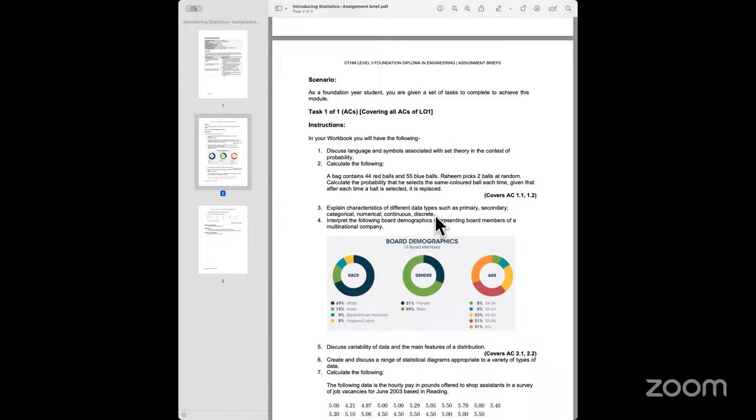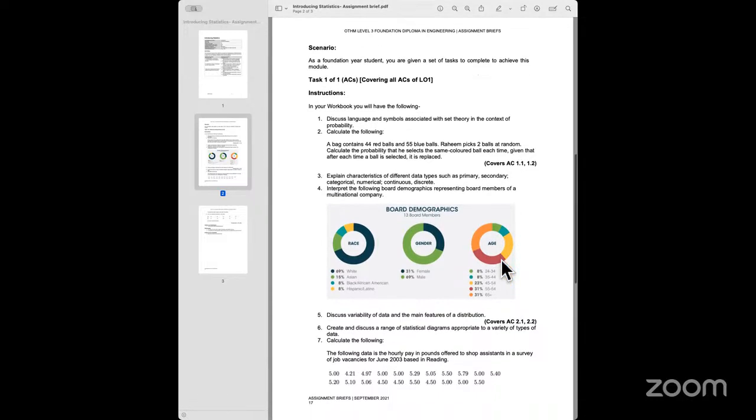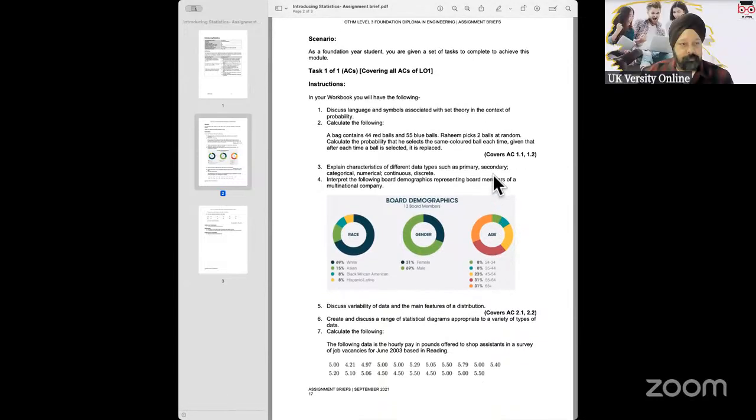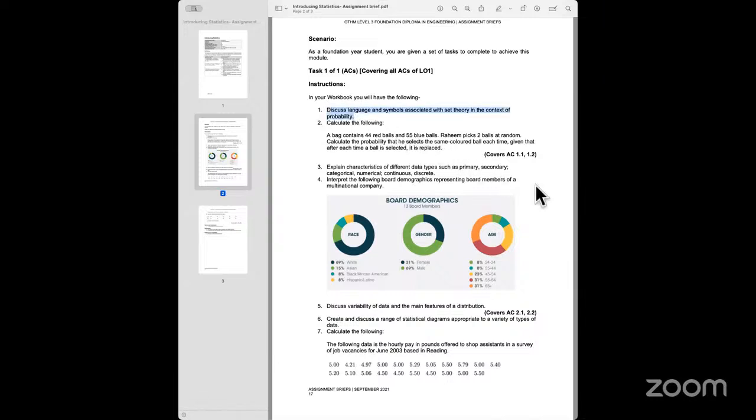Right. Okay. Yeah. So I don't need to put tree diagrams and stuff on my assignment. I just need to explain what they are. Correct. And then just put that, and then do the equation for the problem with the balls.